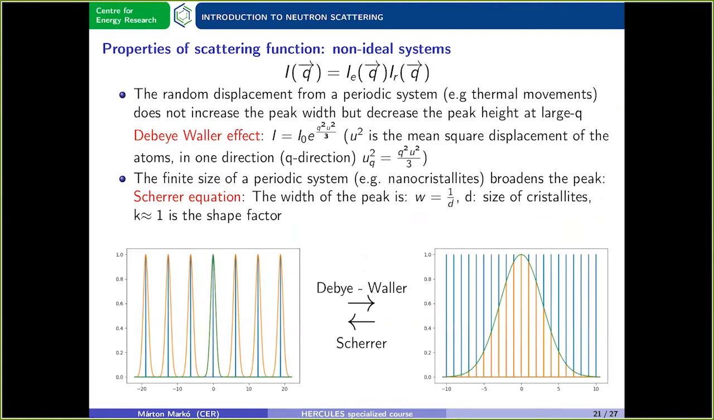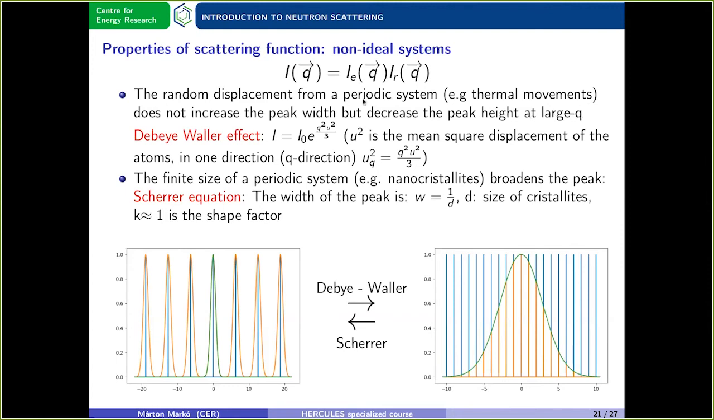And what happens if our system is non-ideal? For example, we have random displacement in a periodic system. We have our lattice, but the lattice is not at 0 Kelvin. It has a movement. Each atom is moving randomly. And this effect will not increase the peak width, but it will decrease the peak height at large Q.